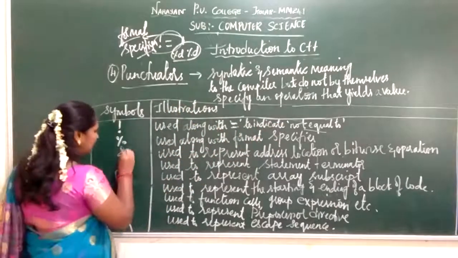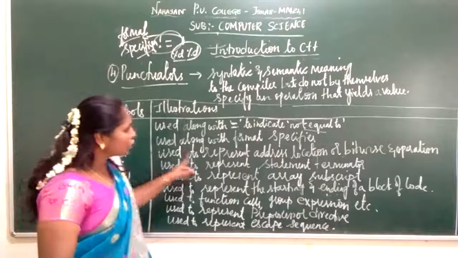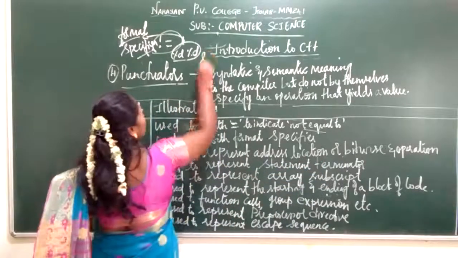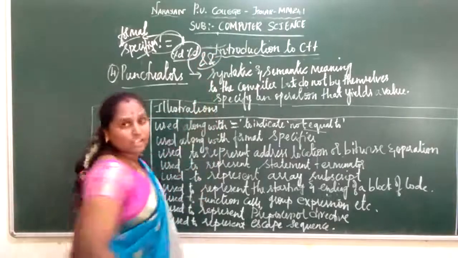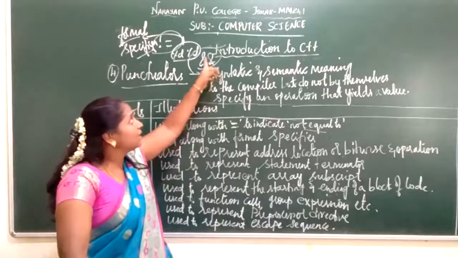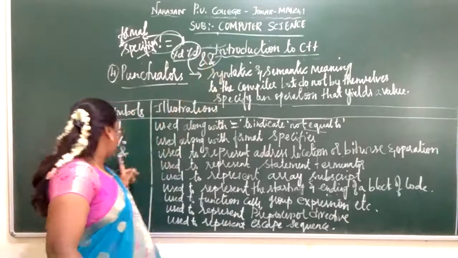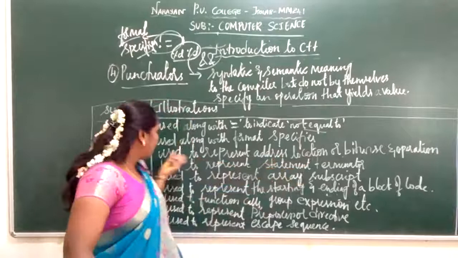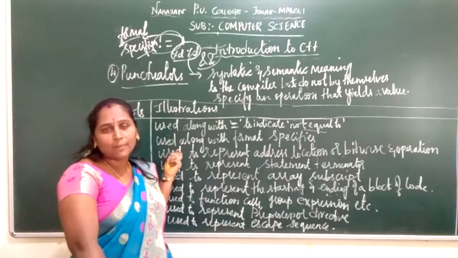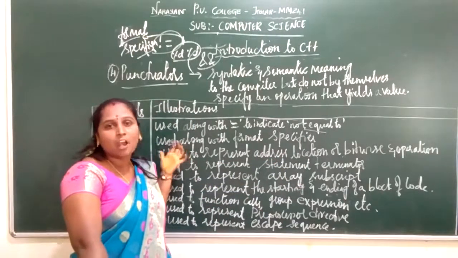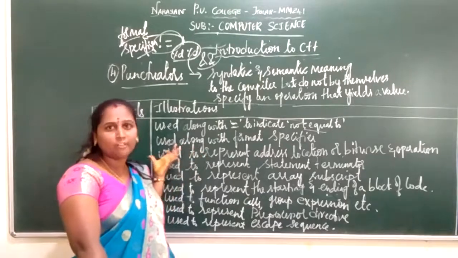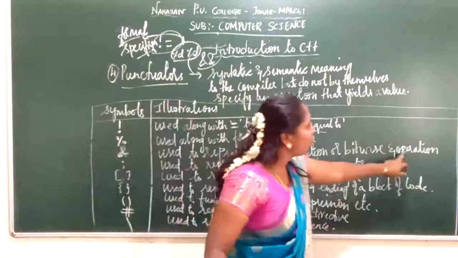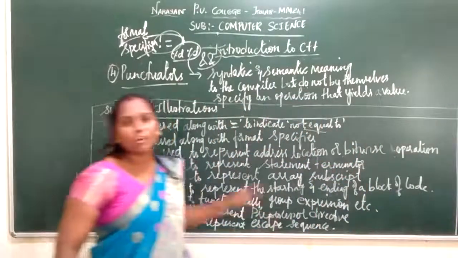Next, ampersand. This ampersand symbol is used to represent the address of a location, or a bitwise operation. Double and is the bitwise AND operation. It is used mainly to represent the address of a particular location. To get the address of a variable's location, you are going to study in your second year pointers chapter. That is the ampersand, and it can also be used in bitwise operations.